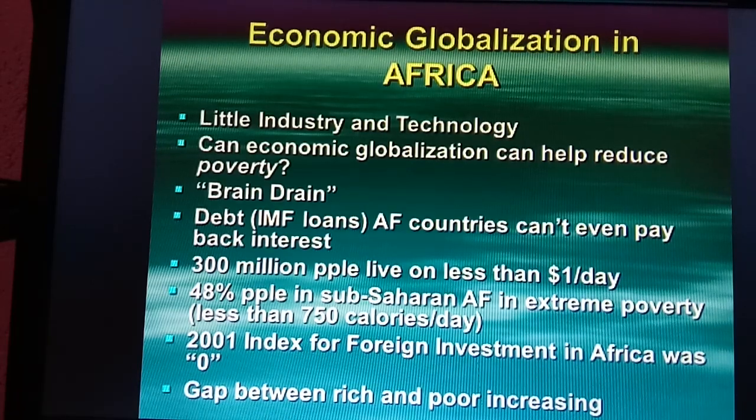Can economic globalization help reduce poverty? What do you think? Yes, no? But still, it is a long continuing process of answering poverty, particularly in Africa. As I was saying just a while ago, if you search for malnutrition, illnesses and diseases, the internet would right away give you African children, African people.